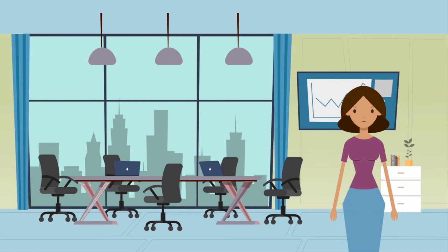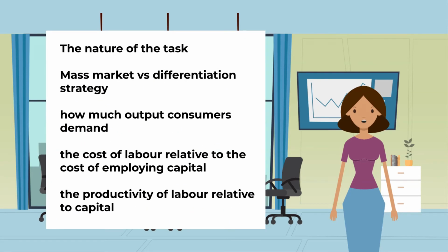We need to talk about capital-intensive versus labor-intensive industries. What will determine whether a firm uses labor or capital-intensive production? The list includes the nature of the task, mass market versus differentiation strategy, how much output consumers demand, the cost of labor relative to the cost of employing capital, the productivity of labor relative to capital.